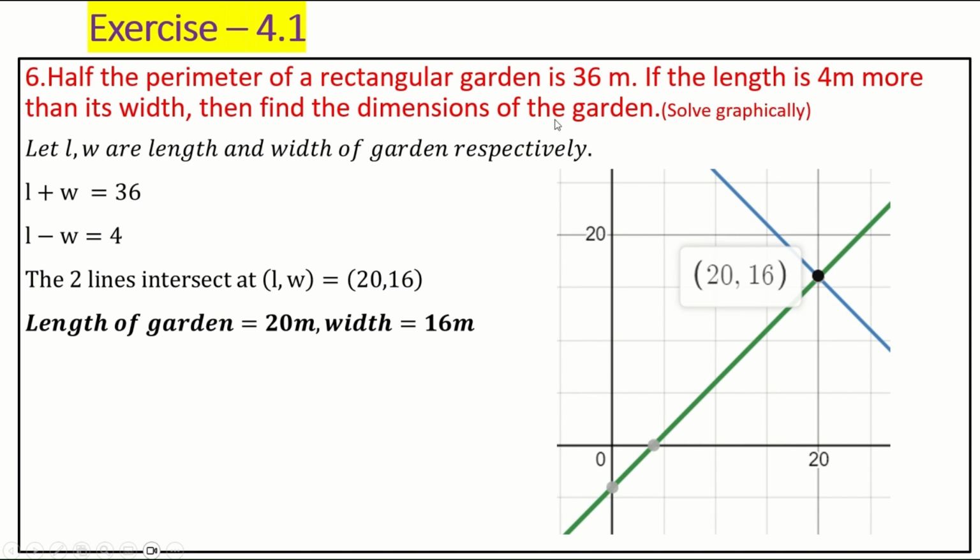We said the length is 4 more than its width, right? So the difference between length and width is 4. This is your second equation. Draw the graph. They intersect at (20, 16), which means the length is 20 and the width is 16.